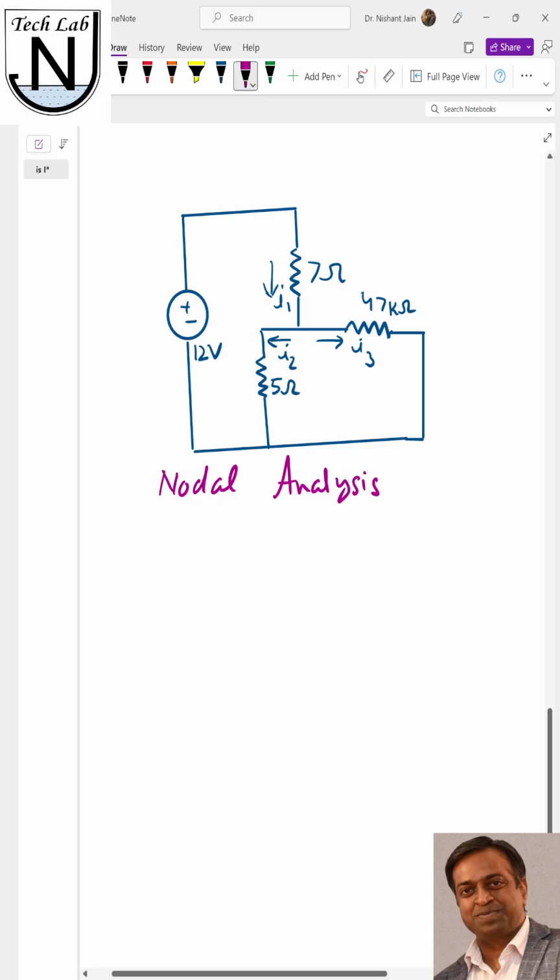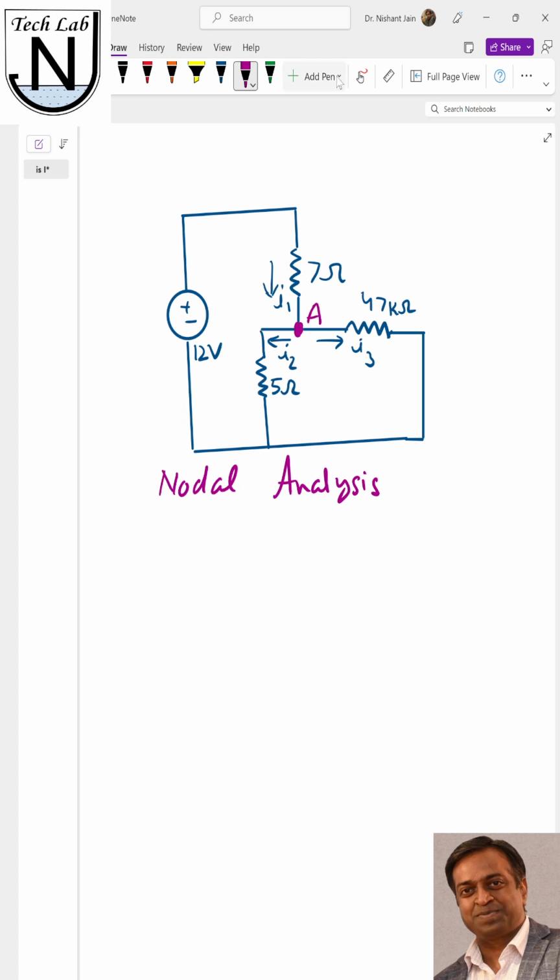Hello guys, in this video I am going to explain how you can solve this particular circuit using nodal analysis. To start with, first of all we need to select a node. Since this is the point where the three branches are intersecting with each other, let this be a node where we are going to apply the KCL.